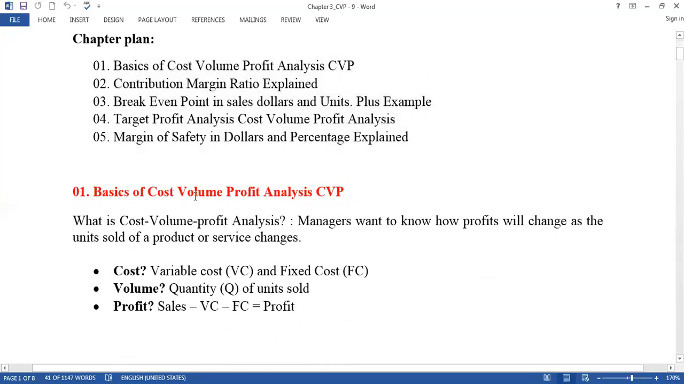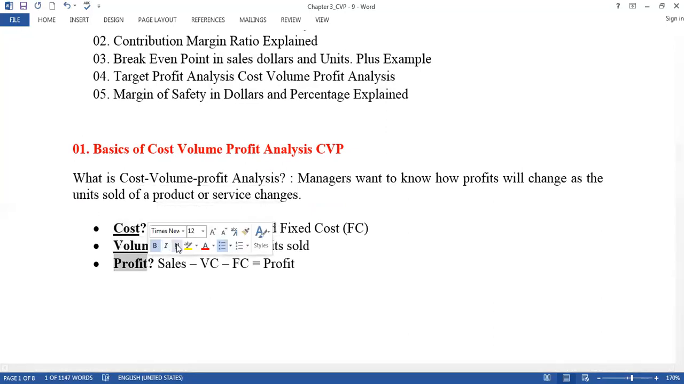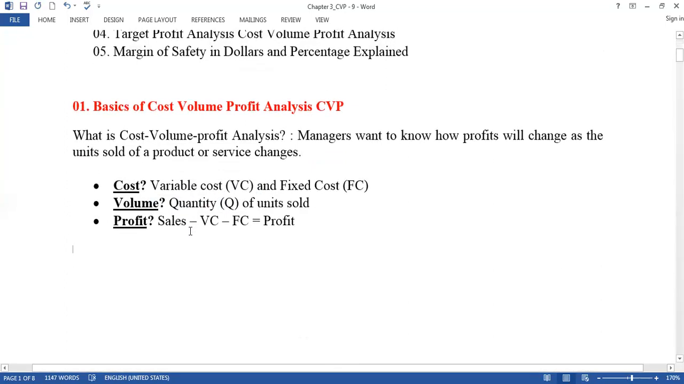So first, you can see the meaning of cost, volume, and profit analysis. We have three elements here: cost, then volume, and the profit. You know that based on our second chapter, we already learned that we have two types of cost: variable cost and fixed cost. They have different characteristics and different behavior.